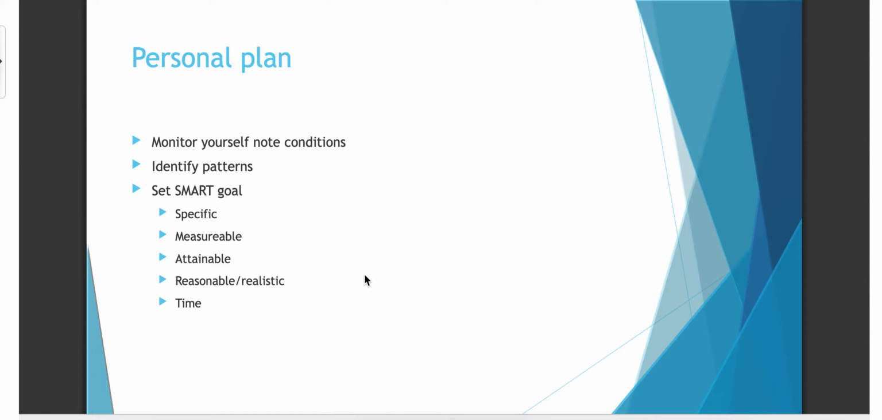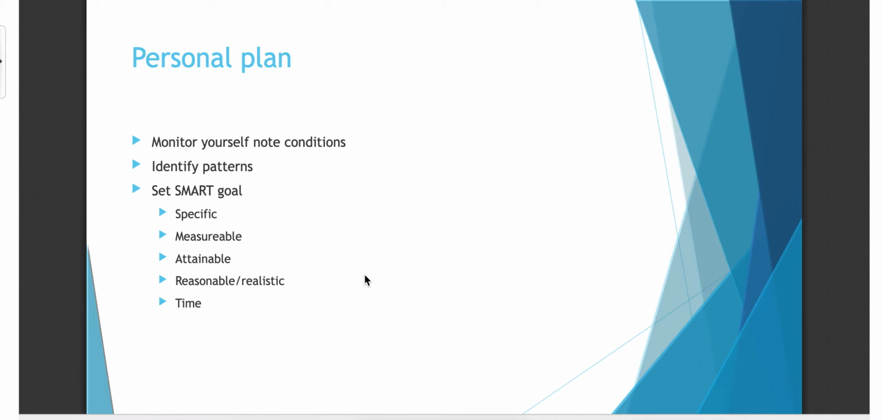We also need the M, which is measurable. We need that goal to be measurable along with specific. I want to eat healthier is not very measurable. Well, cool, I could say, you know what, I deem this to be healthier. So I deem a Little Debbie's cake to be healthier than a Twinkie. So cool, I've eaten healthier. It's not something measurable. So we need something measurable.